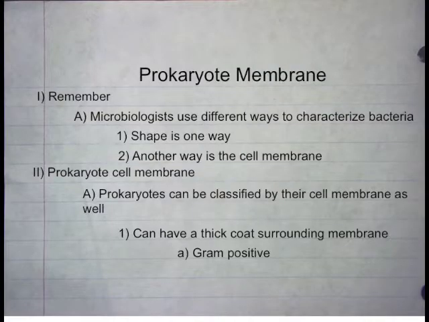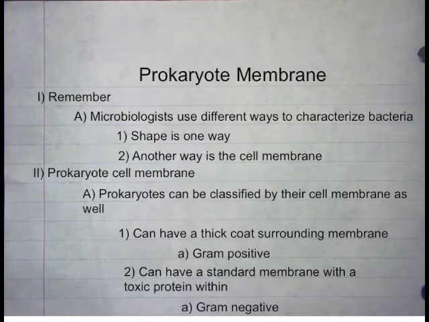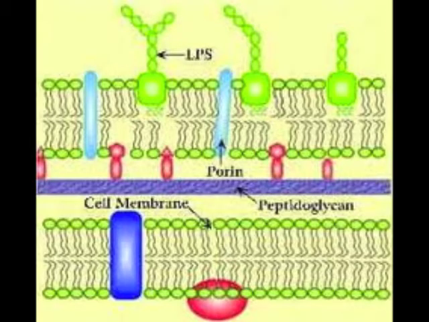It can have a thick coat surrounding the membrane. This is called gram-positive. Gram-positive bacteria are very tricky. They're characterized by having this very thick coat of peptidoglycan that's shown here that sits on top of the cell membrane. Or it can have a standard membrane with a toxic protein within, gram-negative. Their membrane is standard, but it contains something called an LPS, or a toxin.